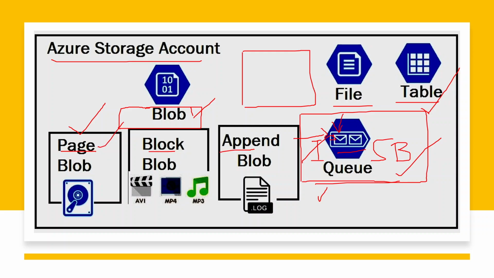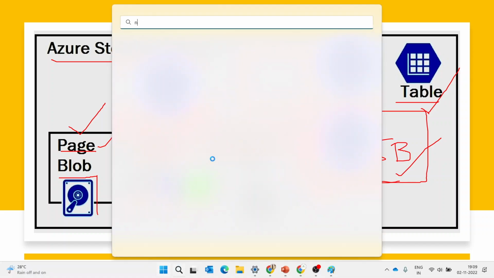Coming to the page blob, any type of text files or documents, all these will come under page blobs. Coming to the block blob, any MP3, MP4 files, video files, audio files, all those files come under block blob. Coming to the append blob, it is used for logging purposes. Logging in the sense, so consider a file. Let's say I'll open one notepad here.